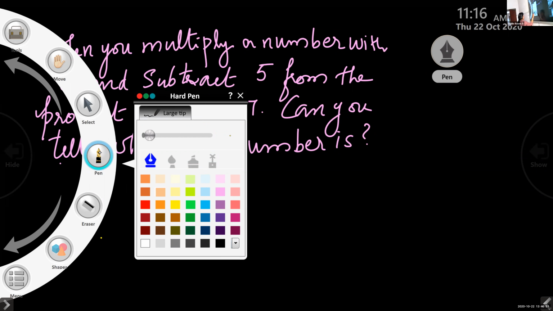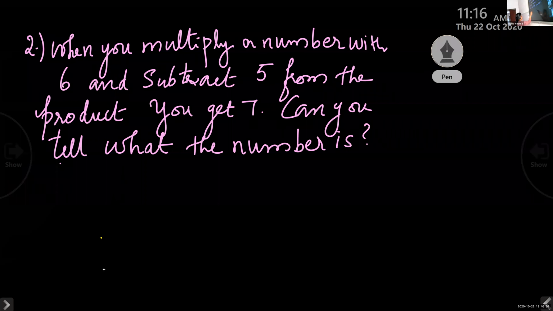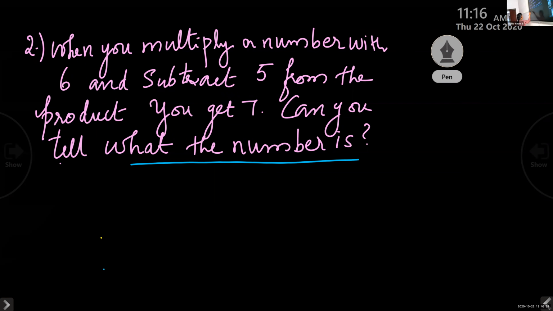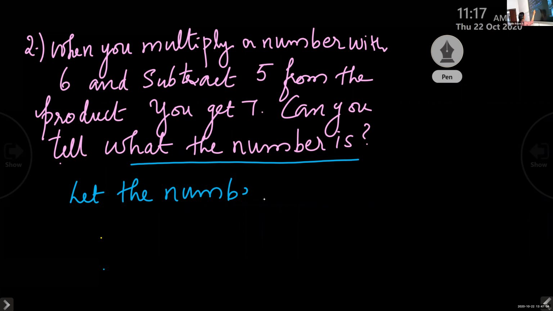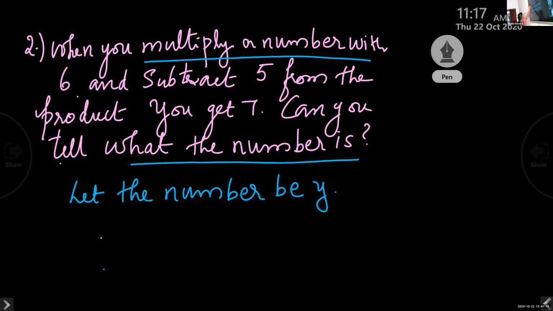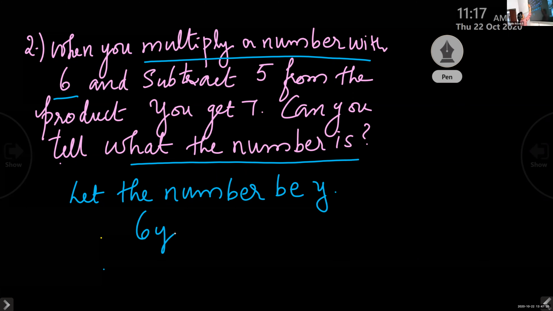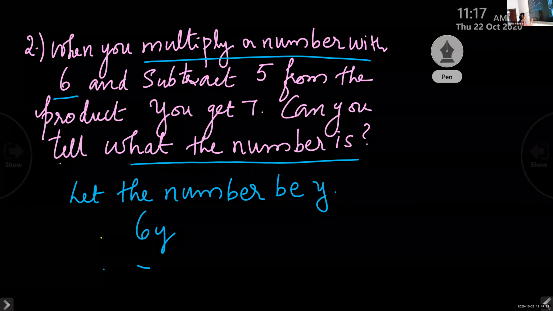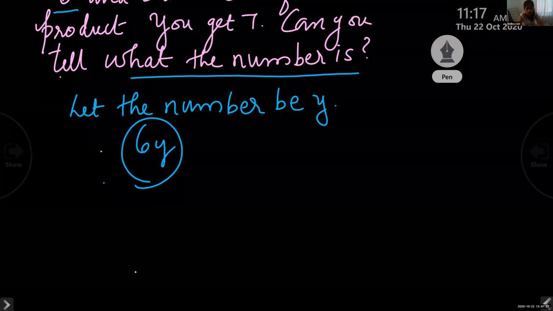Check your answers. Okay, so what is the question? The question is, can you tell what the number is? So we'll write, let the number be y. Okay, so what is the given? When you multiply a number with 6, that is 6y. Product is what? 6y is the product, 6 into y.